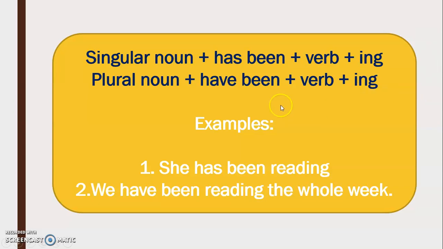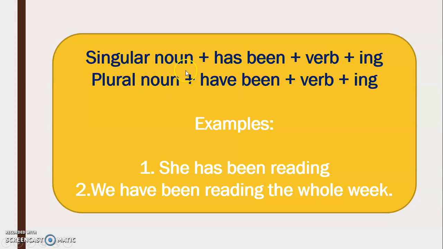Now let's look at how we write these sentences. We have to first identify whether our noun is singular or plural. If our subject is singular, then we have to use the word has plus been, followed by the verb and ing. So verb plus ing, this will be one word. An example of a sentence here is: she has been reading. She is a singular noun, has been, plus the verb read and ing.